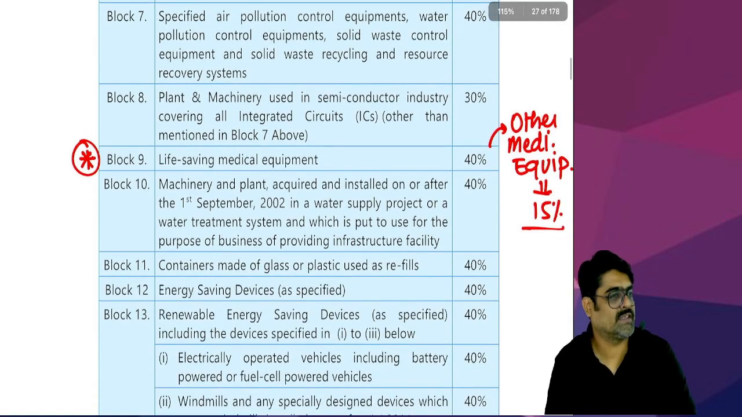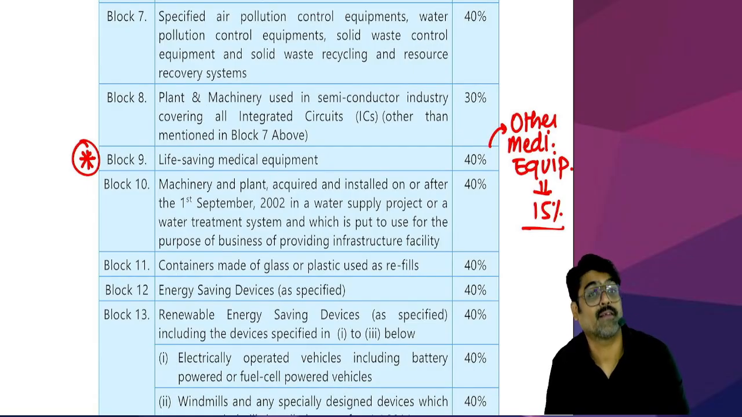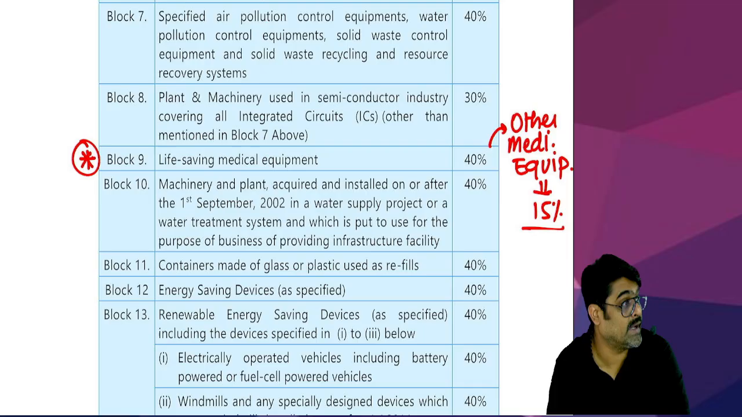So if in the question they are asking you about a doctor, and they are telling you medical equipments are there, you will apply 40% or you will apply 15%. But if they are specifically telling you life-saving medical equipments and you take 15%, then your answer will be wrong. You have to remember 40%. Yes or no?